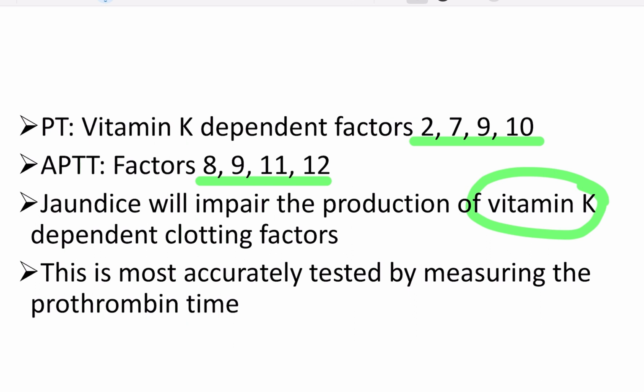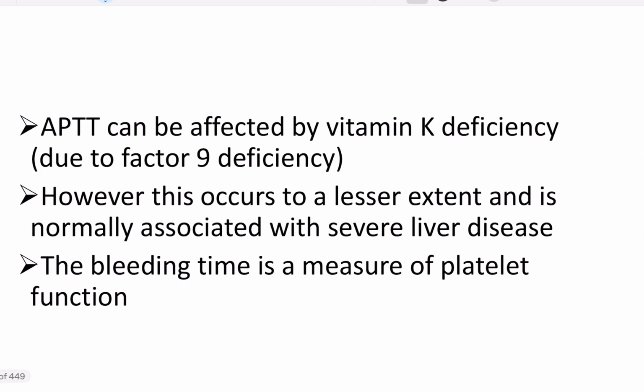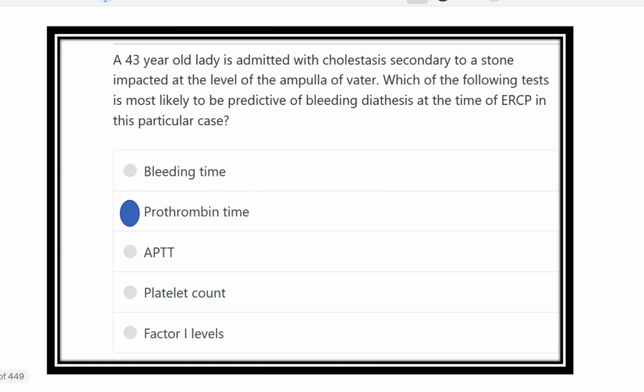And this is most accurately tested by measuring the prothrombin time. So APTT or PT, but PT is more sensitive. APTT can be affected by vitamin K deficiency due to factor 9 deficiency. However, this occurs to a larger extent and is normally associated with severe liver disease. So APTT also increases, but the sensitivity of APTT is very low. And bleeding time is a measure of platelet function. So what is the test? It is the prothrombin time.